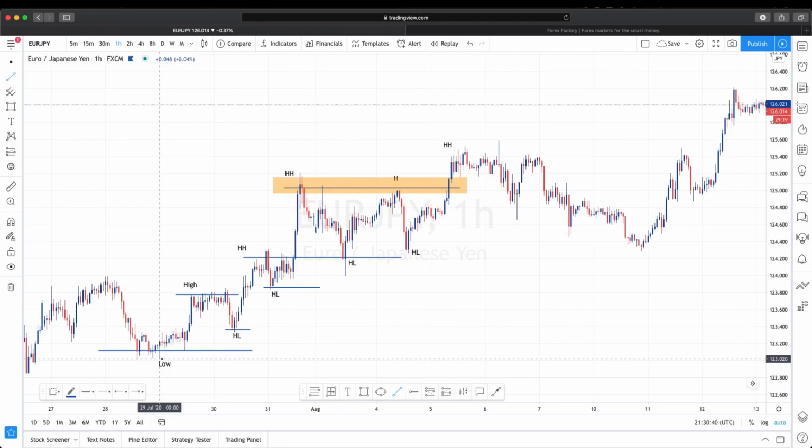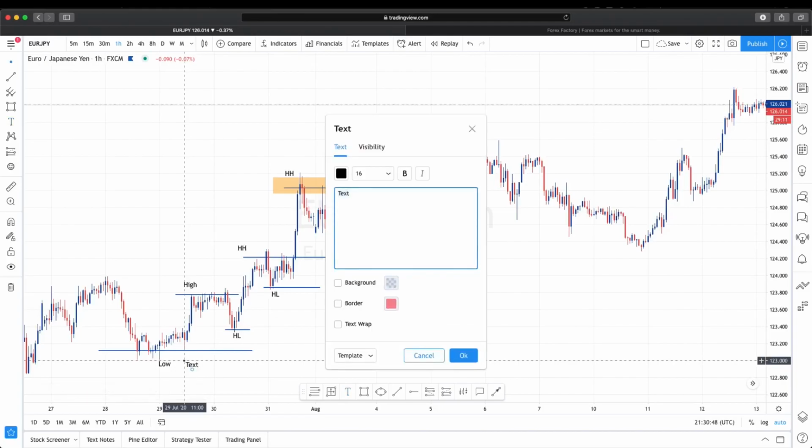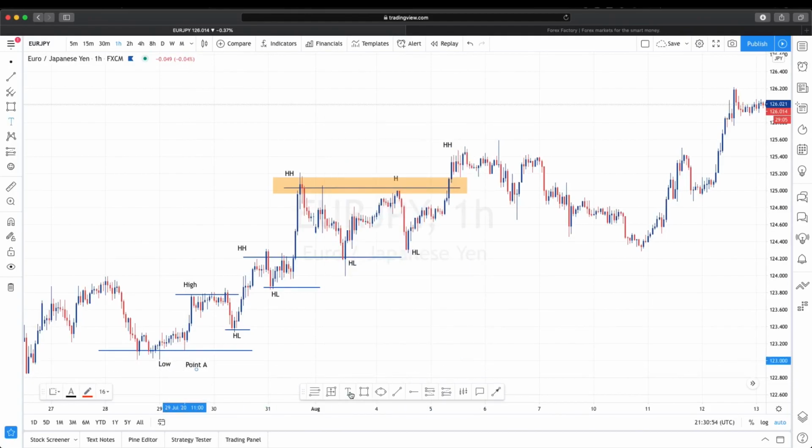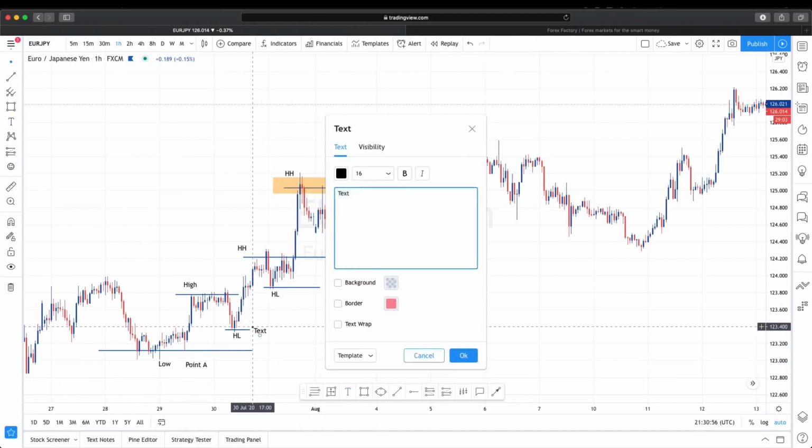So as I mentioned, you need 2 points. And because we're in an uptrend, the 2 points are gonna be the lows, right? So the first point is gonna be the first low. I'm gonna call this point A. The second point is gonna be another low, a higher low, and we're gonna call this point B.